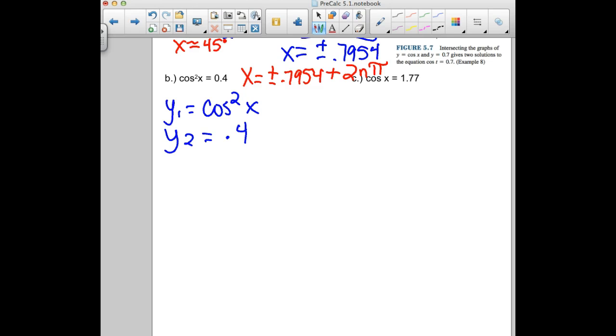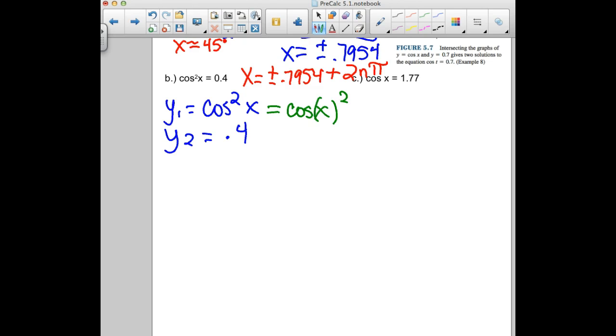All right, now when you enter this on a calculator, you're actually going to be entering this as the cosine of x with the squared on the outside. Okay, that's how your calculator is going to read it, but it means the same as saying we're taking the cosine of x and squaring that whole thing. We're not just squaring the x. So make sure you have that in parentheses.